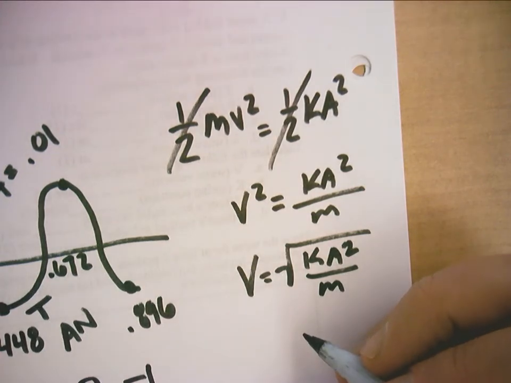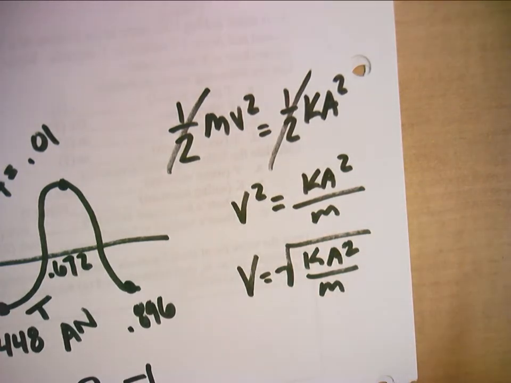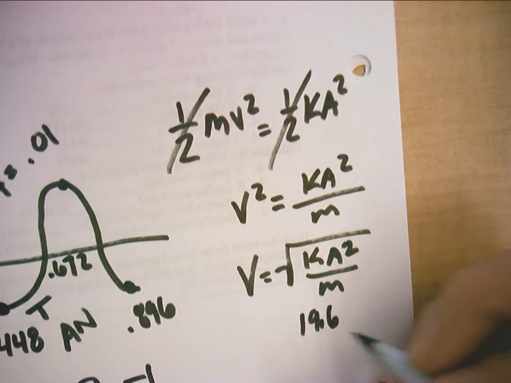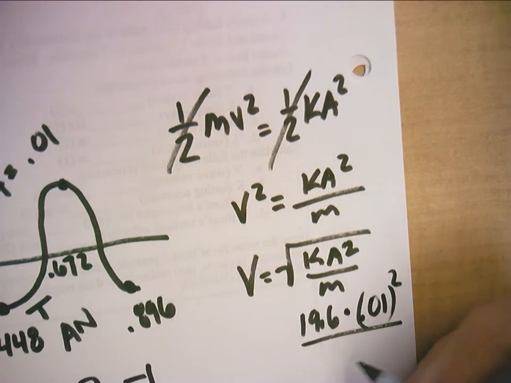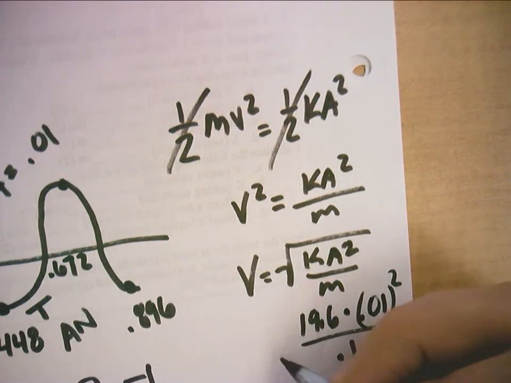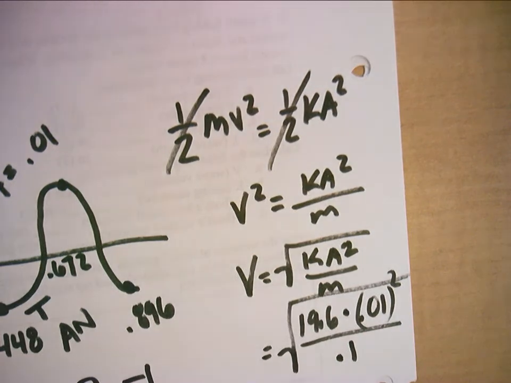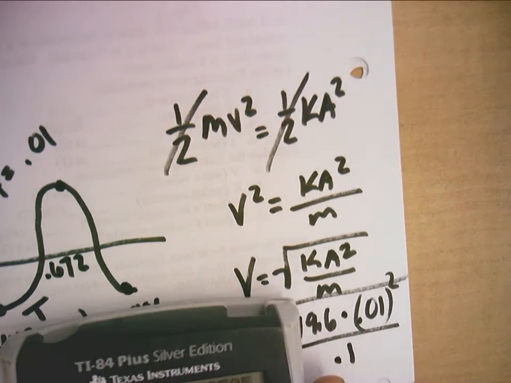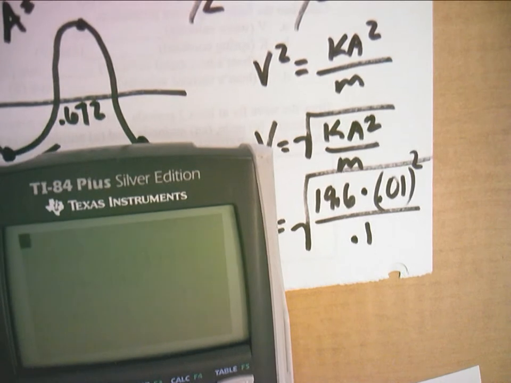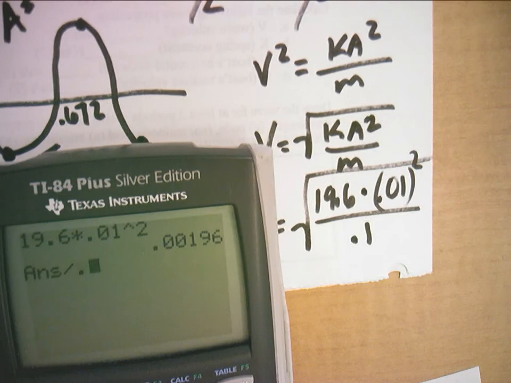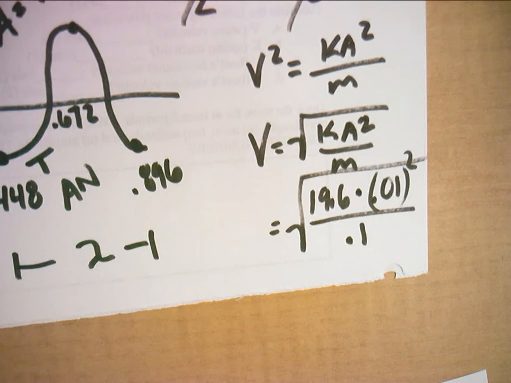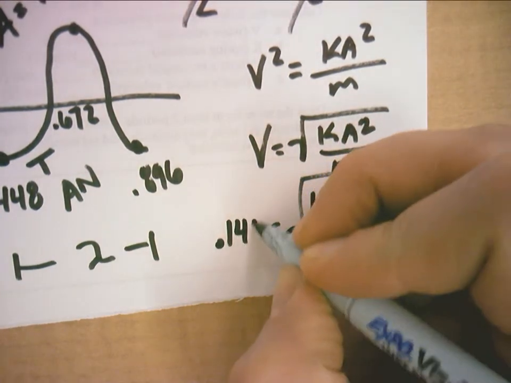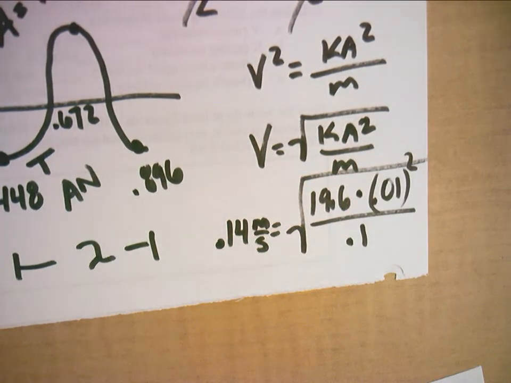So remember, this particular spring had a stretchiness of 19.6. I pulled it down a centimeter. The mass was 100 grams. I can figure out how many meters per second it has when it crosses that midpoint. So we go 19.6 times 0.01 squared divided by 0.1 and then square root the whole thing. And you get 0.14 for its maximum velocity, which isn't really that fast, but it's not really traveling a great distance in a short period of time.